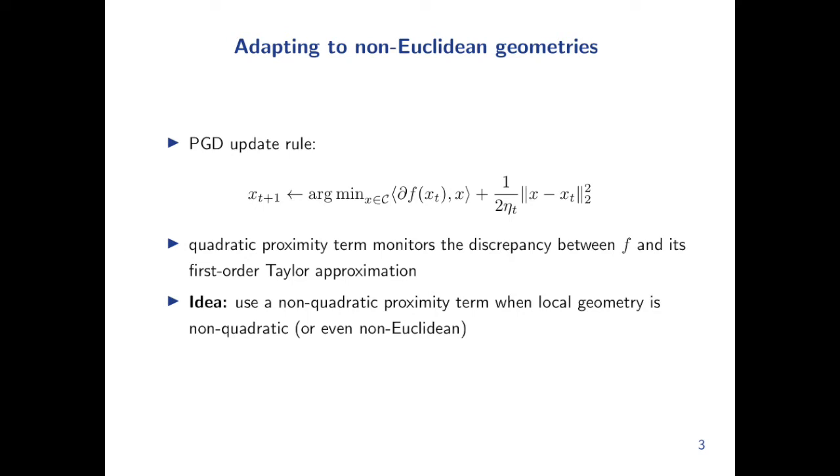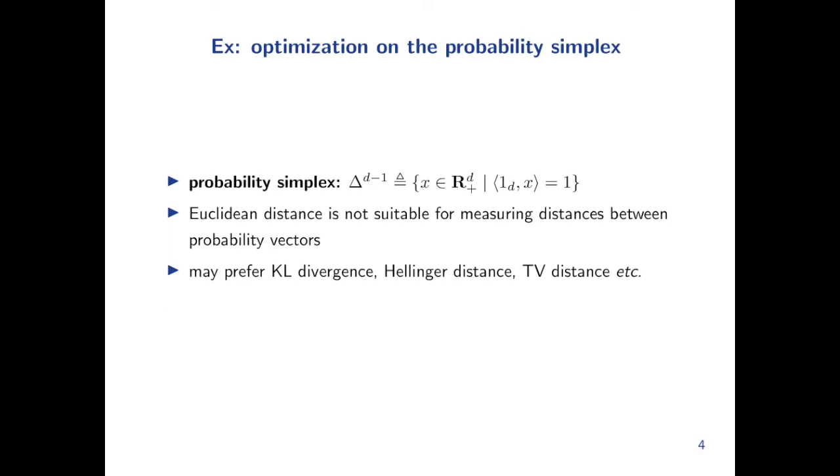Okay, so for these types of domains, for these types of feasible sets, you could presumably try to bake in the geometry of the feasible set into the PGD update rule by swapping out this proximity term for a proximity term that reflects the geometry of the feasible set. And this is exactly what is done in mirror descent. So this is the probability simplex example that I alluded to earlier.